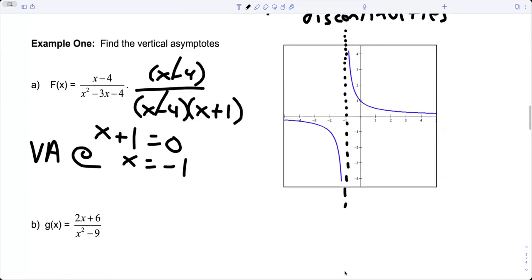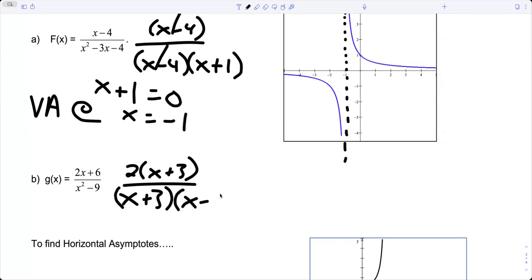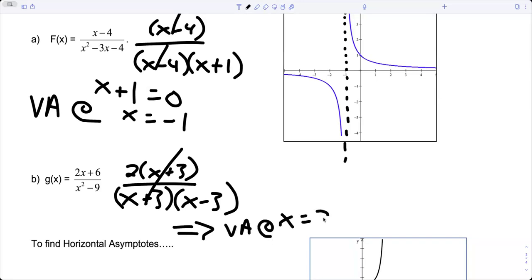Okay, so let's look at this one. We have g of x is equal to 2x plus 6 over x squared minus 9. So I am going to factor a 2 out of the numerator. That gives me x plus 3. And then I'm going to factor the denominator into x plus 3, x minus 3, and then my x plus 3's cancel. Therefore, I have a vertical asymptote at x equals 3, because if I plug in 3, it will make the denominator undefined. And I have a vertical asymptote there.